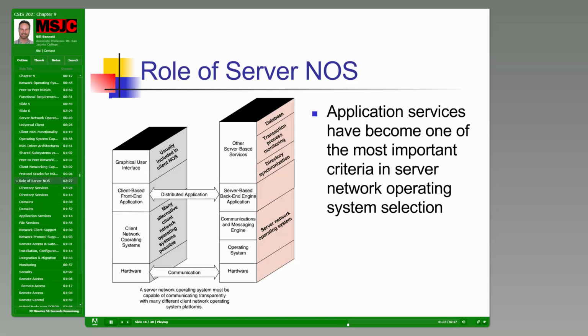Then the client network operating systems, as we said, can be just about any network operating system today, as long as the network transport layer and the session layer have the same protocols in operation. On the server side, we want to make sure that we have communications and messaging. Like, again, if you have certain types of communications or messaging going on, like instant messaging.